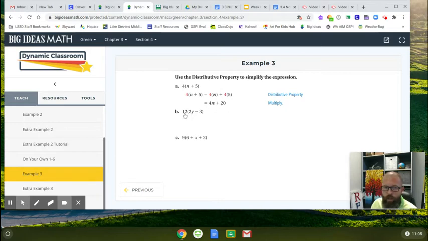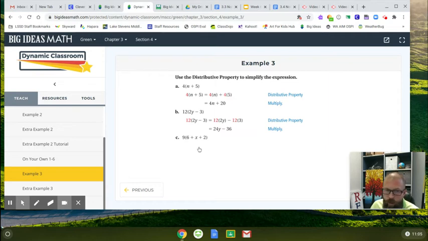So let's look at this one. 12 times 2y minus 3. So I just multiply 12 times 2, which is 24, and 12 times 3, which is 36. And what does that look like? So broken down, it's the same as 12 times 2y minus 12 times 3. And then when I'm all finished, I get 24y minus 36. So I just did 12 times 2y, which is 24y, and 12 times 3, which is 36. And that is my simplified answer because I can't subtract 36 from 24y. Those are not like terms. They have to have the same variable.